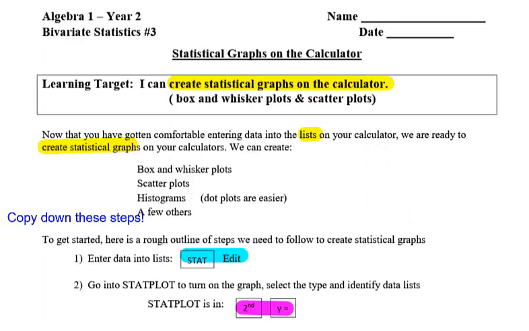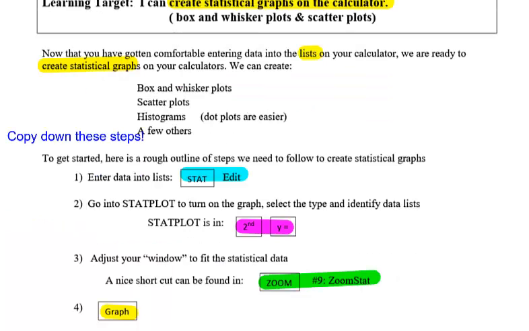Alright, so our whole goal today is to create statistical graphs on the calculator. We're not going to focus on box and whisker plots. We're going to focus more on just scatter plots today. But with the calculators, you can create a ton of different types of graphs. Here they are down here. But for now, I just want you to copy down these steps 1 through 4 because that's what we're going to need to make a scatter plot. So go ahead and pause the video and copy down those steps.